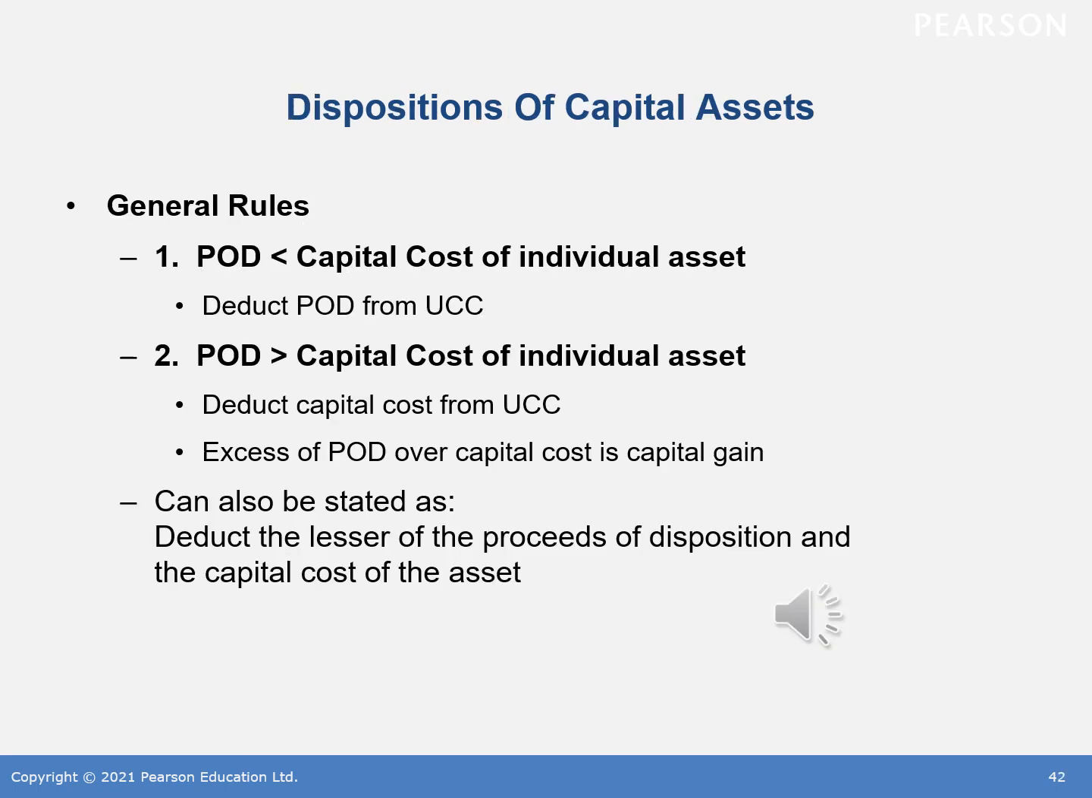And now for dispositions on capital assets, the general rule is the lesser of proceeds of disposition and the capital cost of the asset. So in the situation where the POD is less than the capital cost, you would deduct the POD from the UCC. But where it exceeds the capital cost, you would deduct the capital cost of that initial capital asset purchase from the UCC. And any excess is a capital gain.